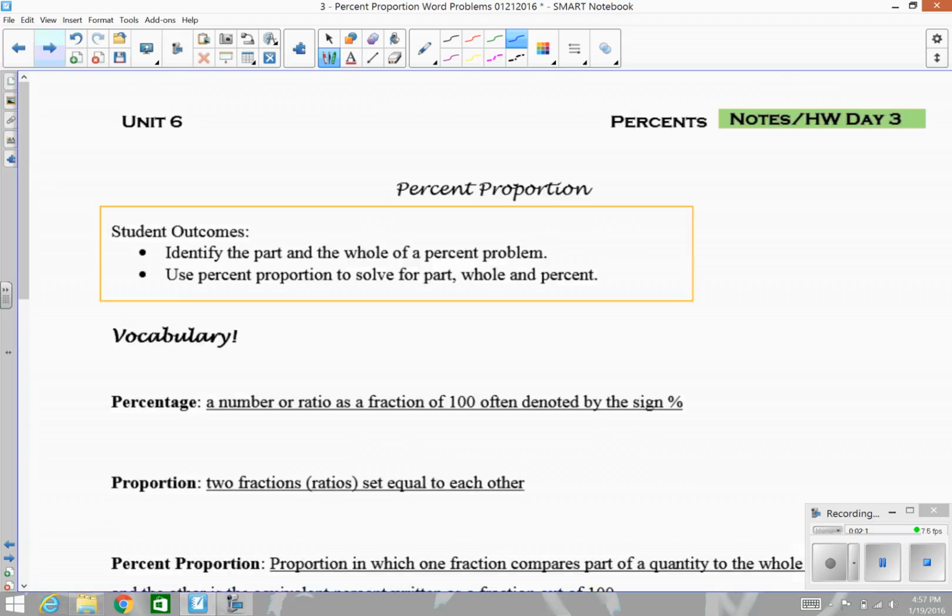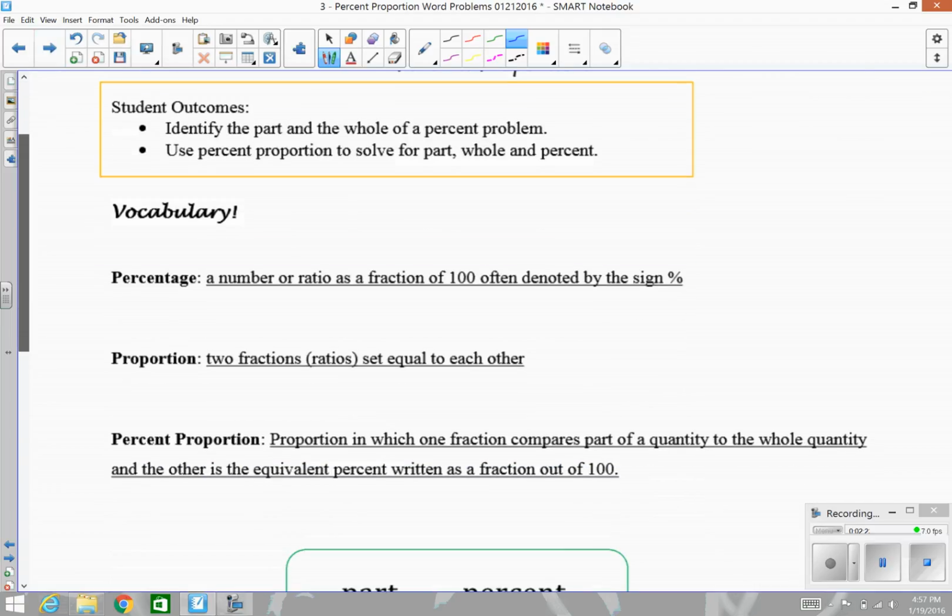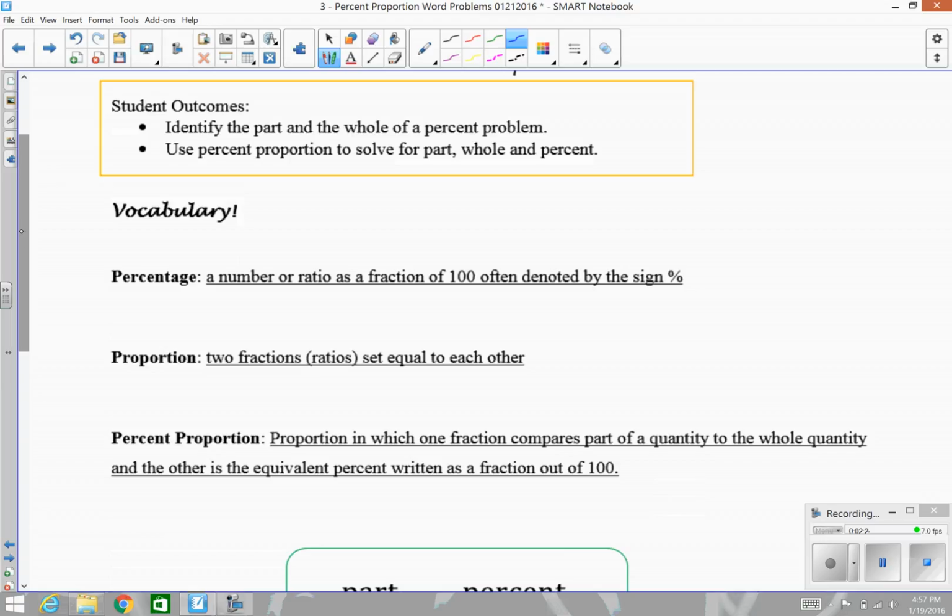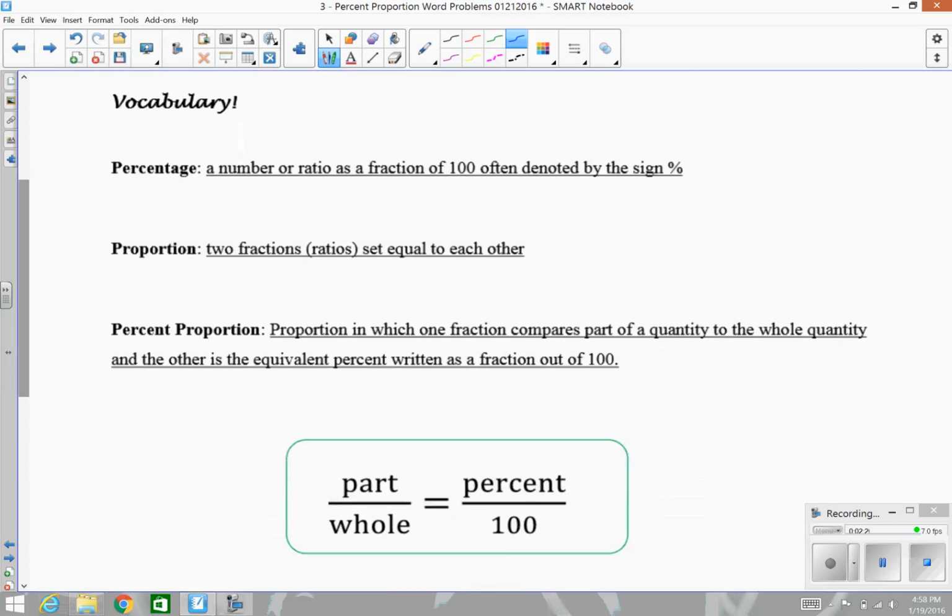Today we're going to learn about percent proportion, and when you learned it last year, you did is over of equals percent over 100. And we will use that formula, but we're going to start with something different today. First, we have to review some of our vocabulary. Remember that a percentage is a number or ratio as a fraction of 100, often denoted by that sign. A proportion is when you have two fractions or two ratios set equal to each other.